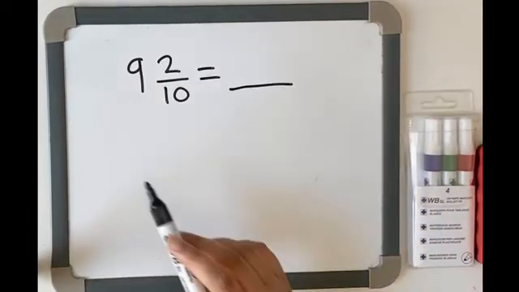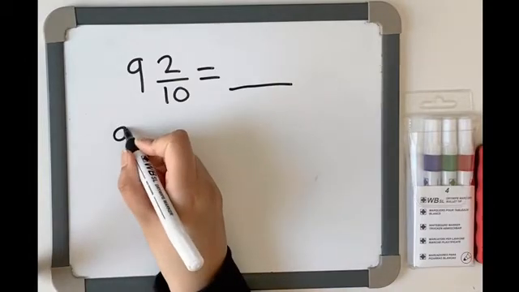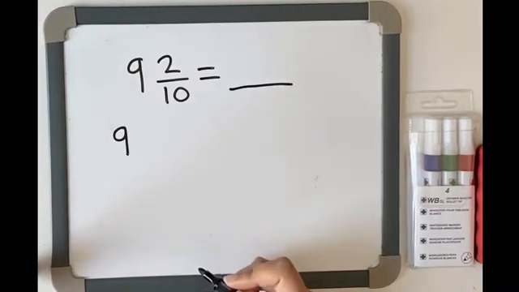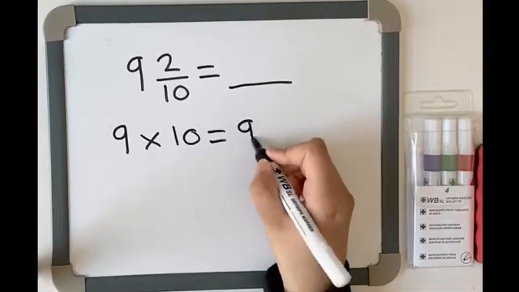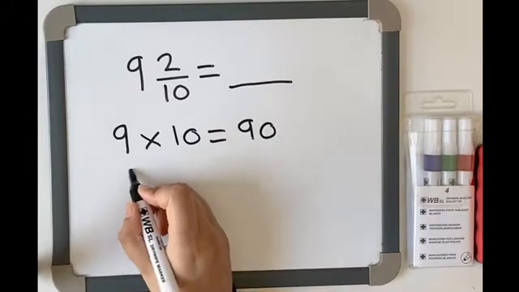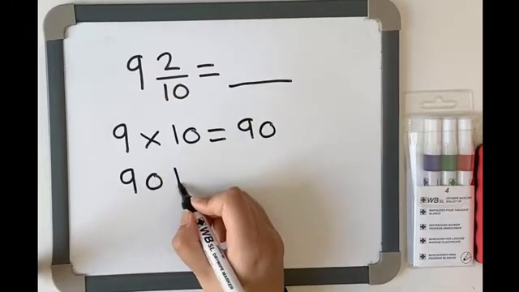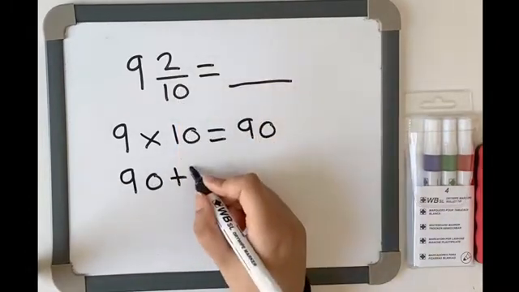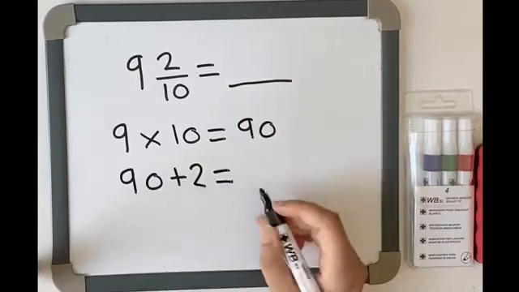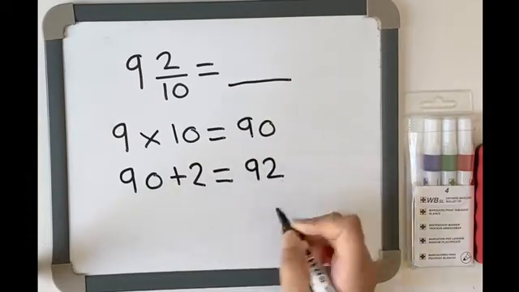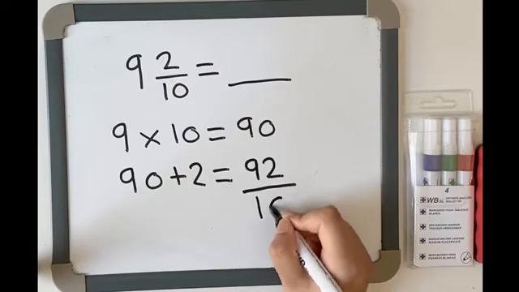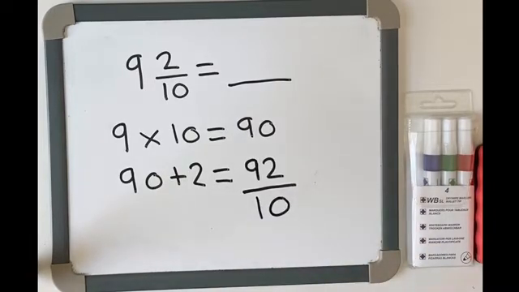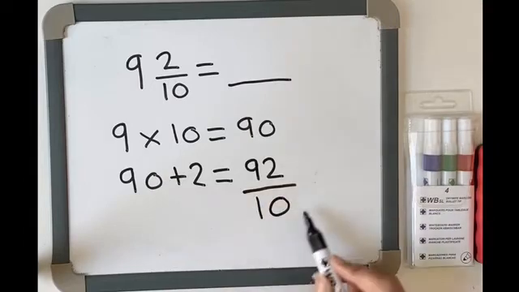Okay, so now we get our whole number, which is 9. We are now going to multiply it by the denominator. 9 times 10 equals 90. And then we take our 90, we then add it to our numerator, which is 2. 90 add 2 equals 92. And once again, our denominator stays the same, which is 10. Now, what do you notice about this fraction in particular?